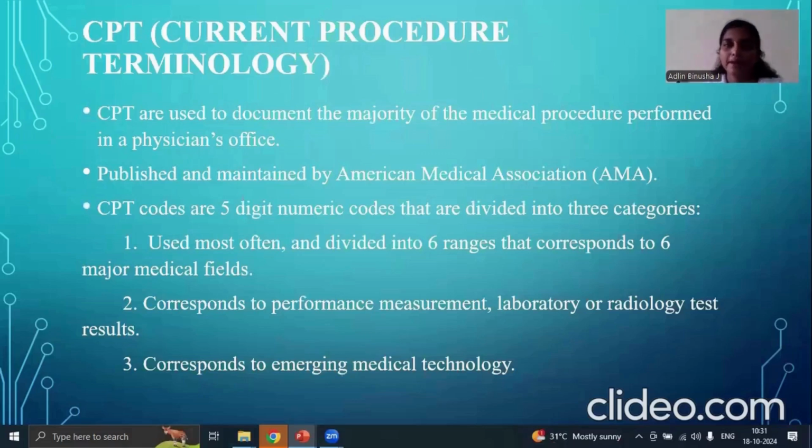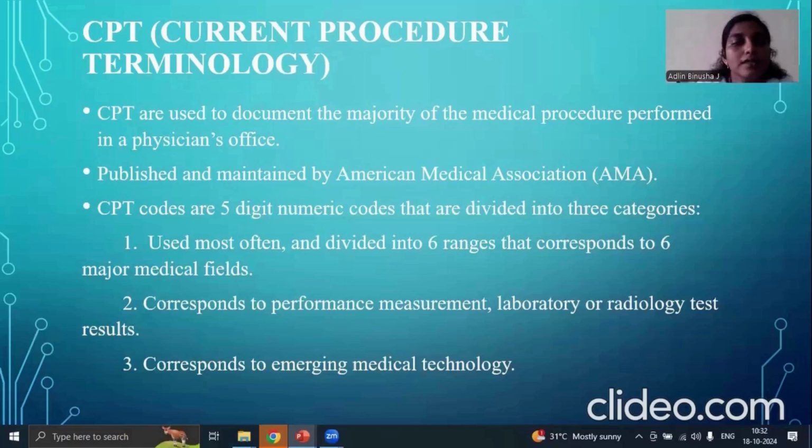Next, the CPT. It is Current Procedural Terminology. Okay. This is not in progress now, but we need to know what this CPT is. It's used to document the majority of medical procedures performed by the physician's office. This we already know. In CPT, they are coding only the procedure. But in ICD-10, the conditions, procedure, treatment, everything will be covered. But in CPT, we are coding only the procedure. And it is published and maintained by the AMA. What is that? AMA, American Medical Association.